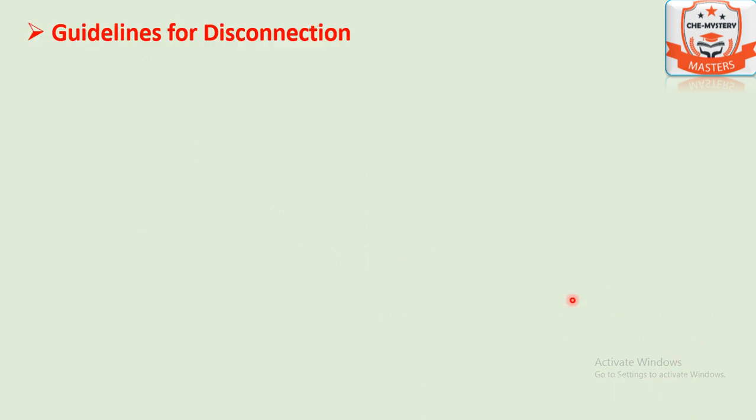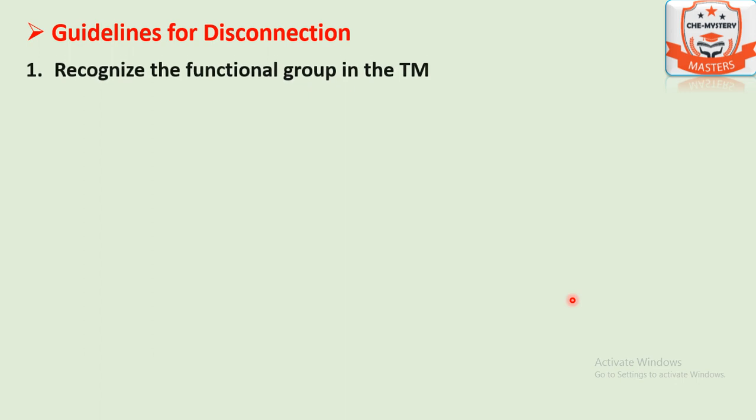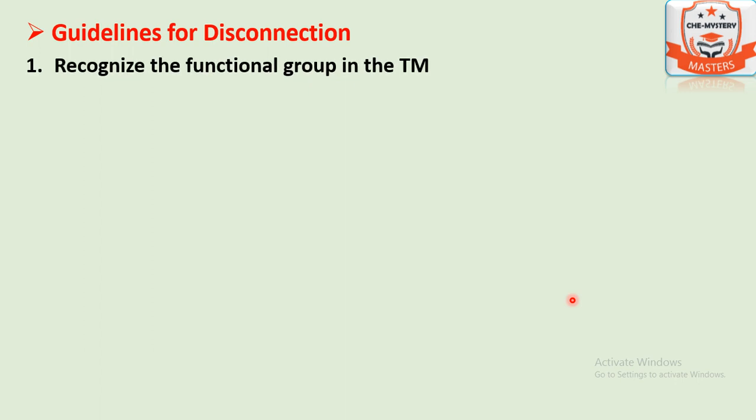So now it is important to understand what rules, or what set of points, should be followed whenever we are going to disconnect any molecule. So the first rule is that we should know whether there is any functional group or not in the target molecule. If any functional group is present, then we are going to disconnect the molecule near about it only.